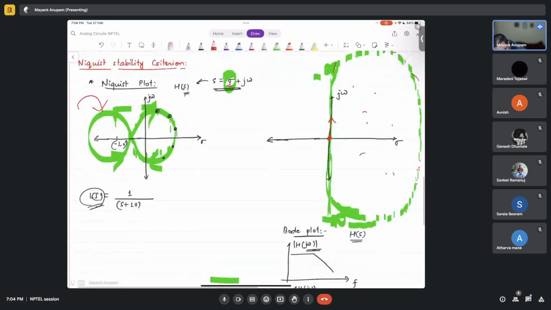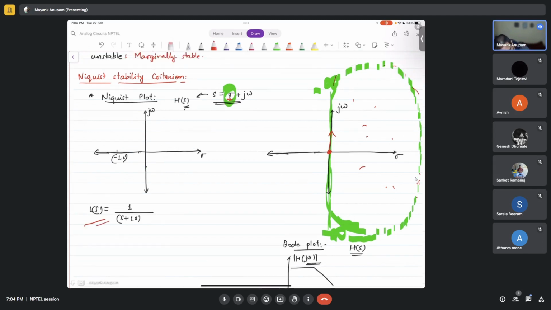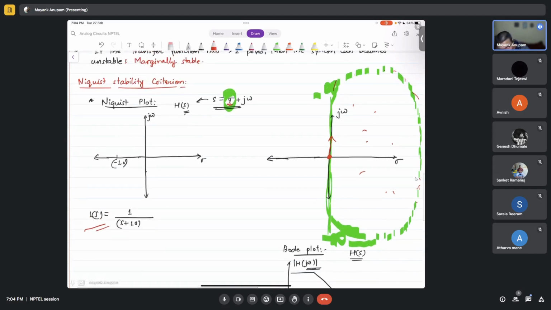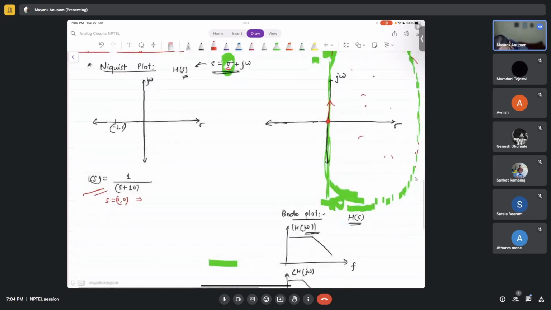Let's try to make a plot of L of s is equal to 1 plus s, 1 by s plus 10. How will this look? You start at 0 comma 0, right? s is equal to 0 comma 0. So what will be the value of L of s?